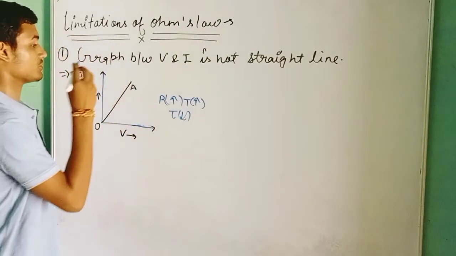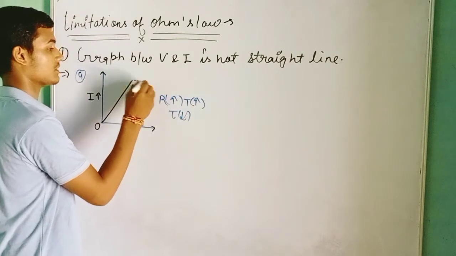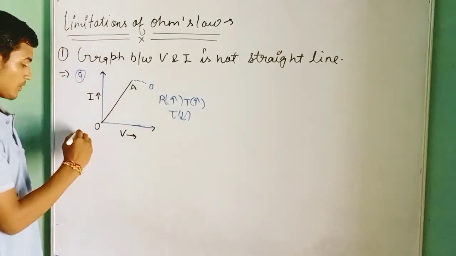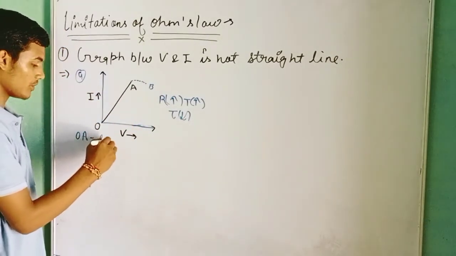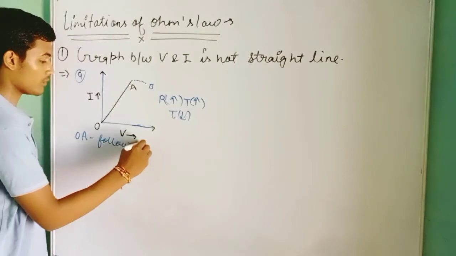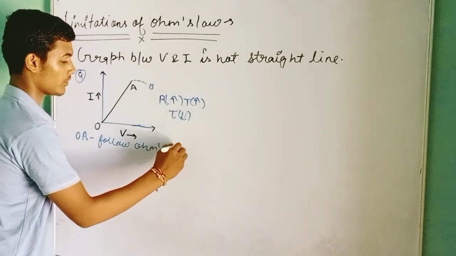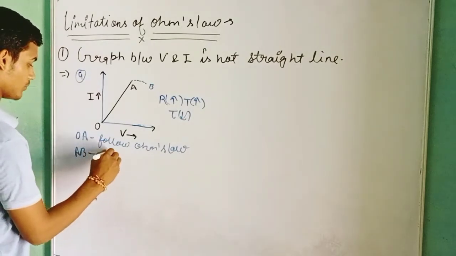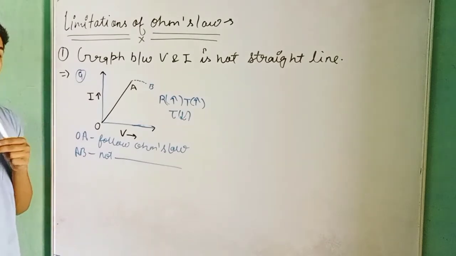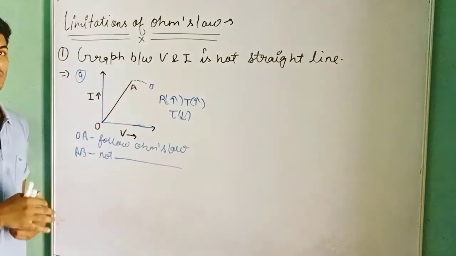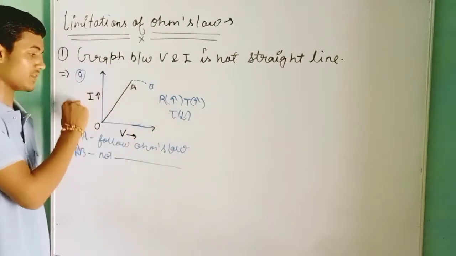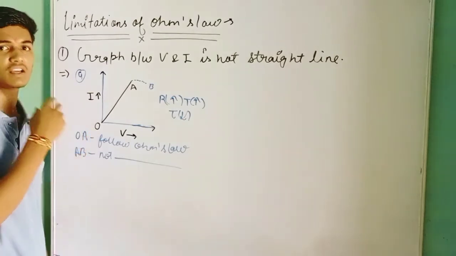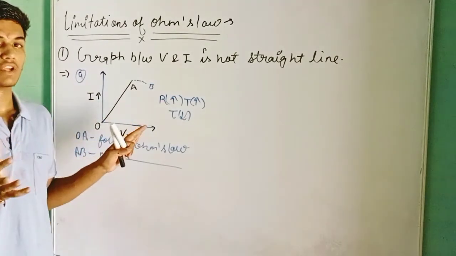So the slope is, from O and A follow Ohm's law, but A and B do not follow Ohm's law. Between point A and B it does not follow Ohm's law, because when R increases then V and I decrease and the graph between V and I is not a straight line. So that is the first reason why the graph between V and I is not a straight line.